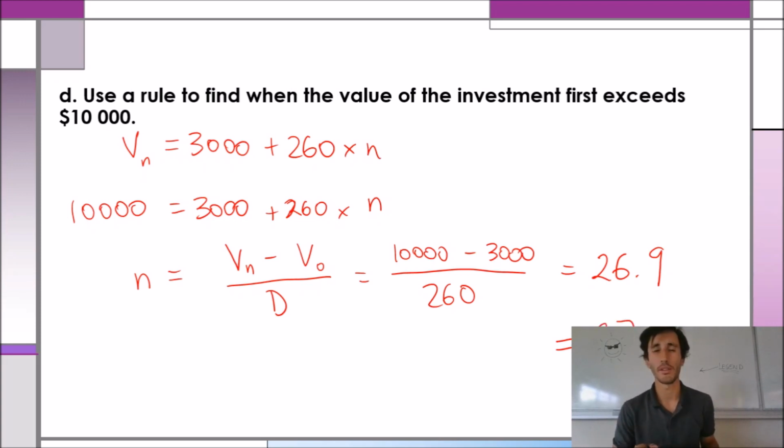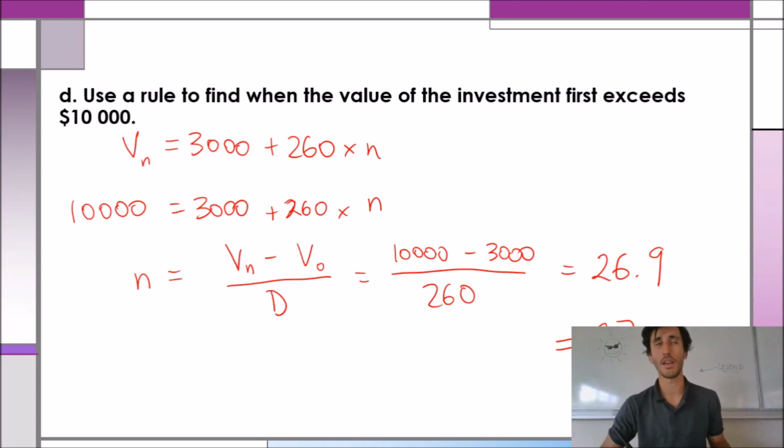I want you guys to think about this. After 26 years, the value is going to be less than 10,000. It hasn't reached 10,000 yet. During that whole year, nothing gets added throughout the year. So it's still less than 10,000 that whole year. At the 27th year, finally you get a value that's over 10,000. So this 0.9, because it represents a fraction of the time period that we're talking about, and nothing actually happens in that time period, we have to round up to 27.